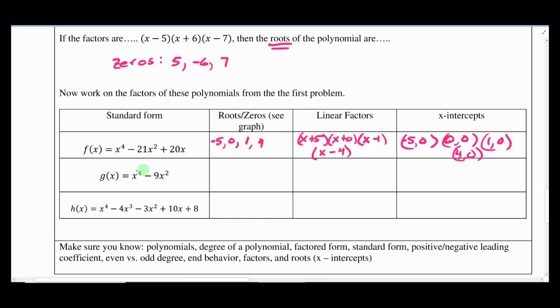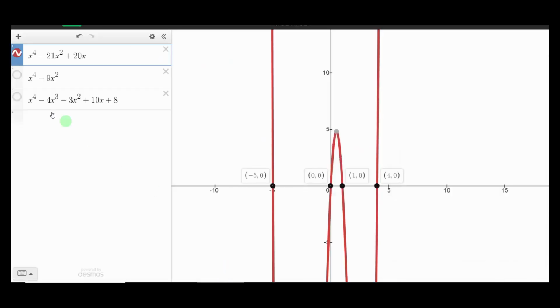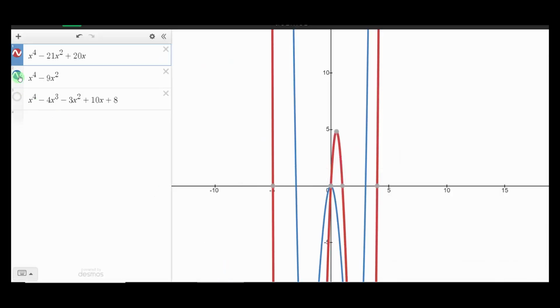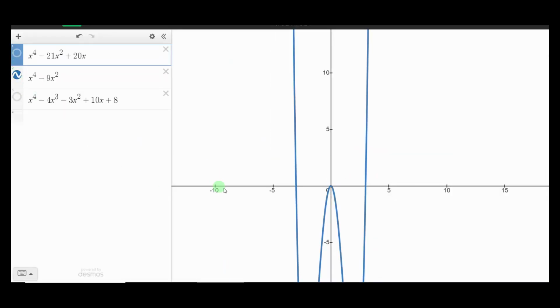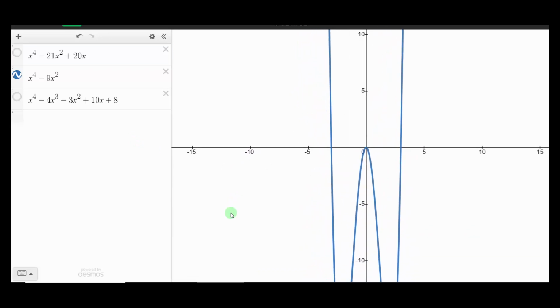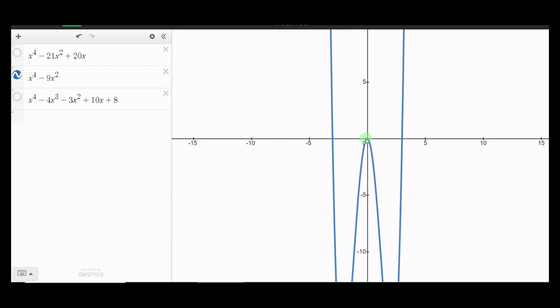We've got g of x here. Again, we can see it's a 4th degree polynomial, so we should see 4 roots, 4 linear factors, and 4 x-intercepts. All right, let's see what we get on Desmos. So we're looking at our second polynomial here. Get rid of this one. And let's see what we've got. So we've got 1, 2, 3. I see 3 x-intercepts.